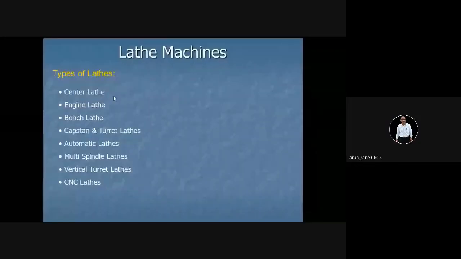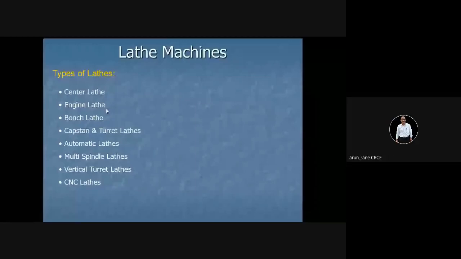Okay, so the different types of lathes are important from the syllabus as well as from the question paper. The types of lathes are the center lathe. Why is it called the center lathe? Because the work is held between centers. Another is the engine lathe. Why is it called that? Because instead of a motor, there is an engine for driving the spindle.